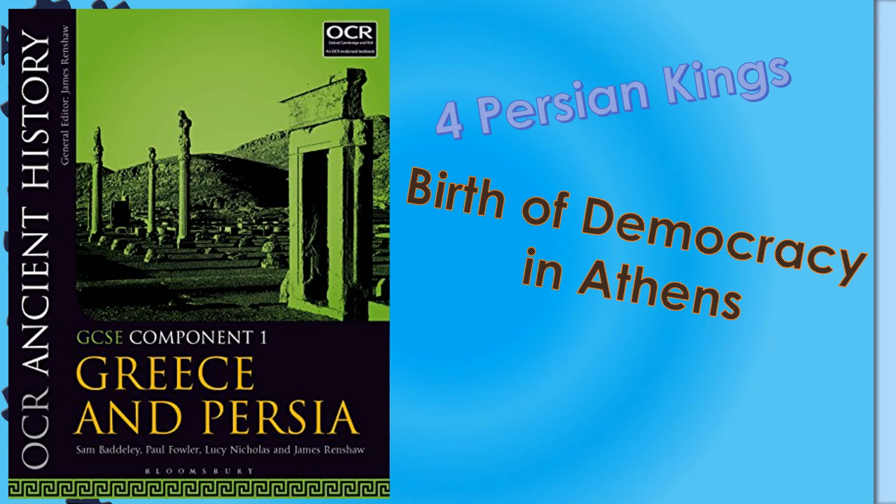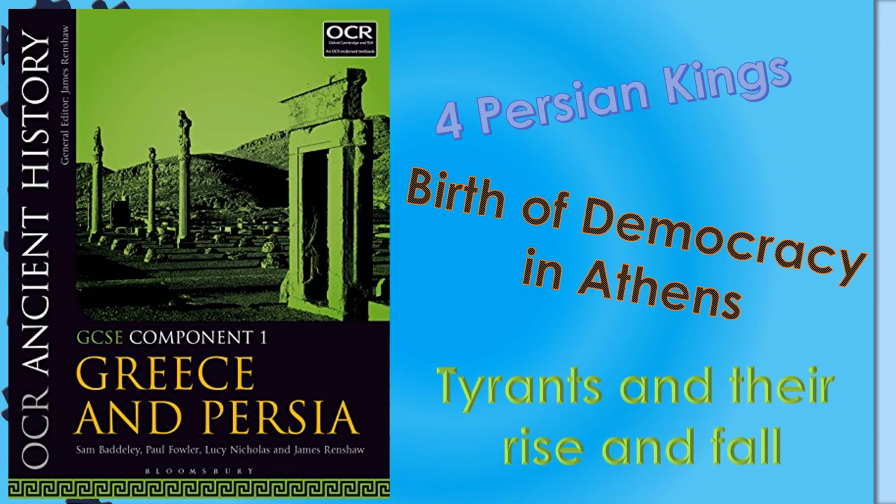Then we move on to our second unit, the birth of democracy in Athens. How did Athens go from being ruled by tyrants, having looked at their rise and downfall, to actually having the people represent themselves?